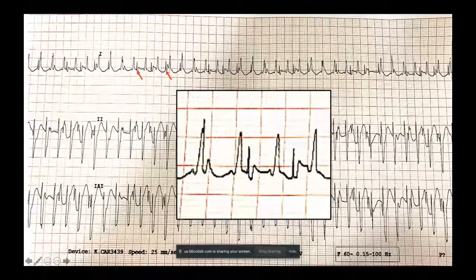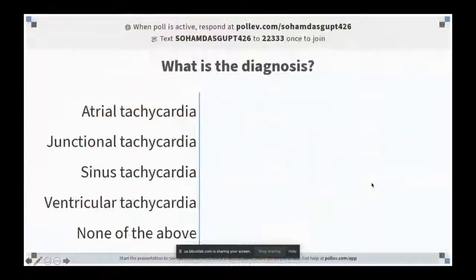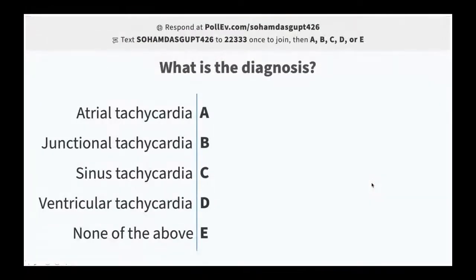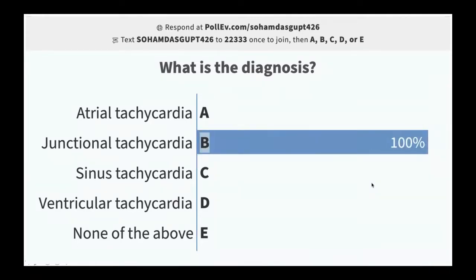Okay, perfect. So now that we know that in this strip there are 4 QRSs and 2 P waves, what is the diagnosis? And remember, this is a narrow or usual complex tachycardia for this patient.